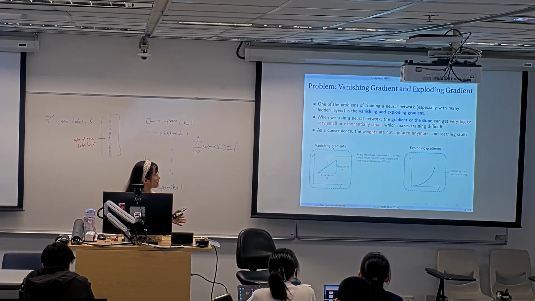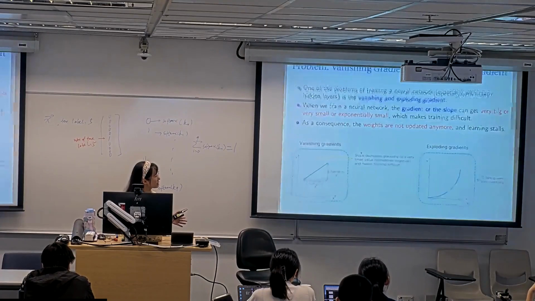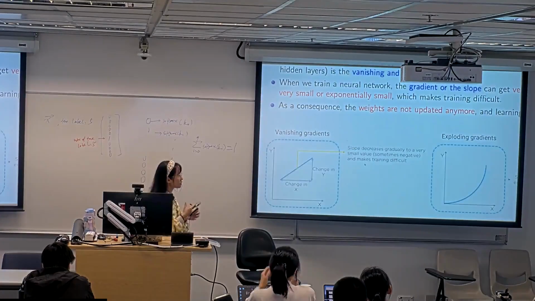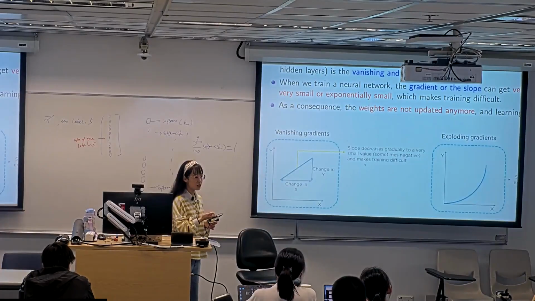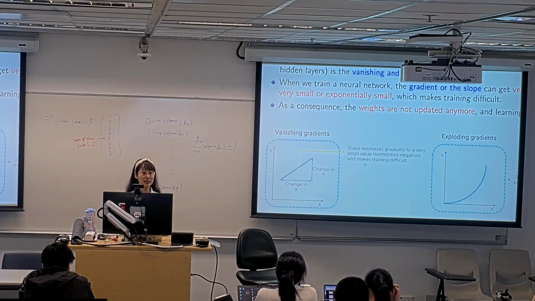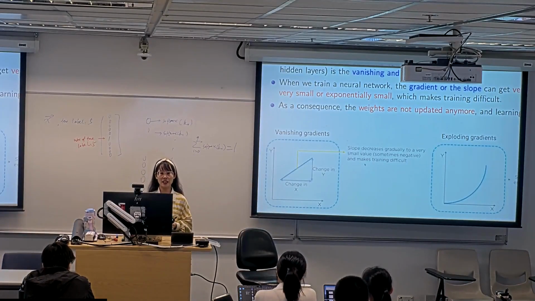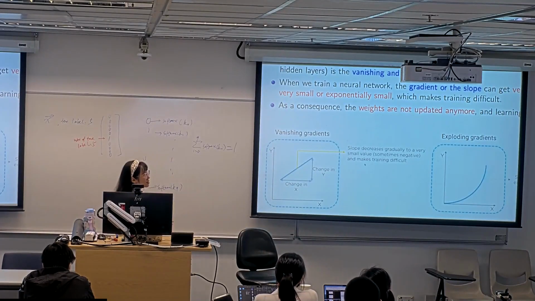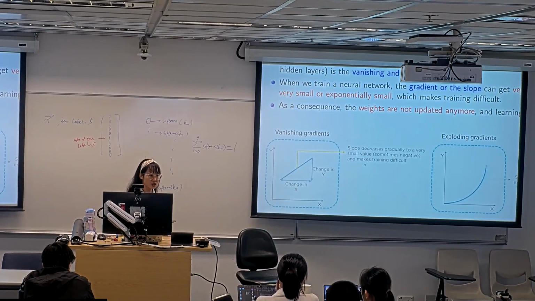So this is the vanishing gradient. Vanishing gradient means that the slope or the gradient just decreases gradually to a very small value and makes the training difficult. Because if the gradient is close to 0, then there is no change to the parameters. In that case, the learning stops, even though we haven't converged yet and haven't reached some local minimum, but just because the gradient is too small, we cannot perform the learning.